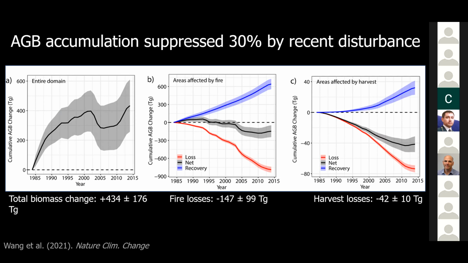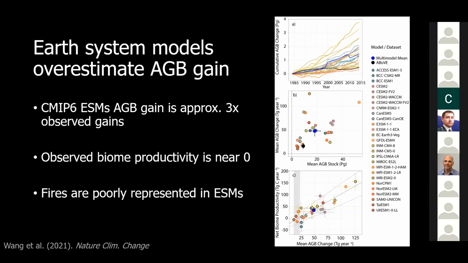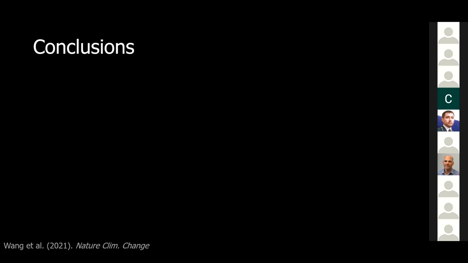So basically, the long story short, 30% of the above ground biomass accumulation that would have occurred has been suppressed by recent disturbance, fires, and harvests. Here's a very complex plot, which I don't have the time to explain, but the basic message, just to cut to the chase, is that Earth system models overestimate this above ground biomass gain by a factor of 3. We think this is because they poorly represent fire dynamics throughout the domain. If you're interested in more details, I'd be happy to talk to you more about it.